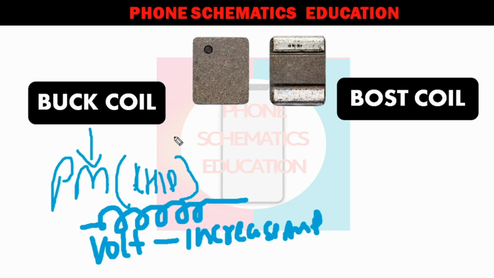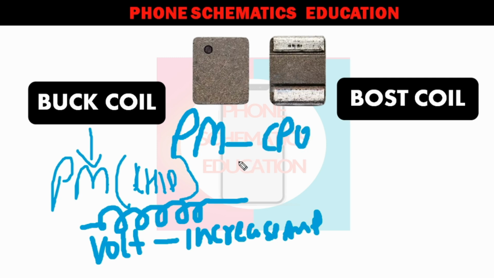Or you can say it's in between the power chip and the CPU or master IC, for the CPU core voltages, because the CPU needs low voltage and high ampere. Clear? That's why buck coils are used in the connection between the power chip and the CPU, right? Now, buck coils are made with thick wire.